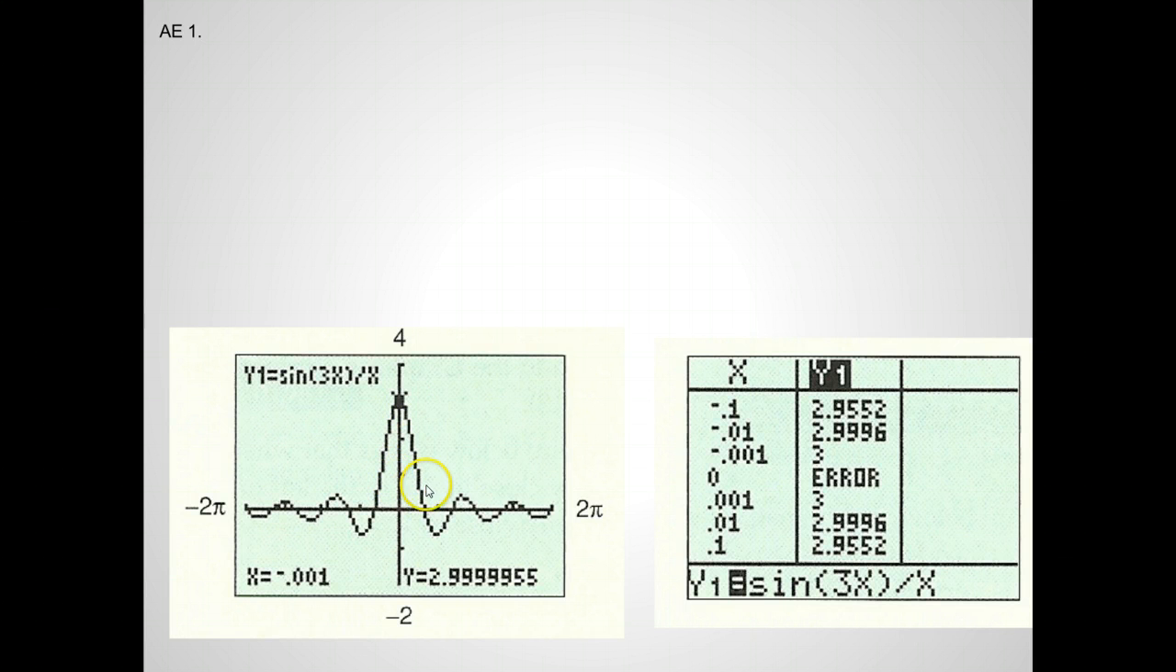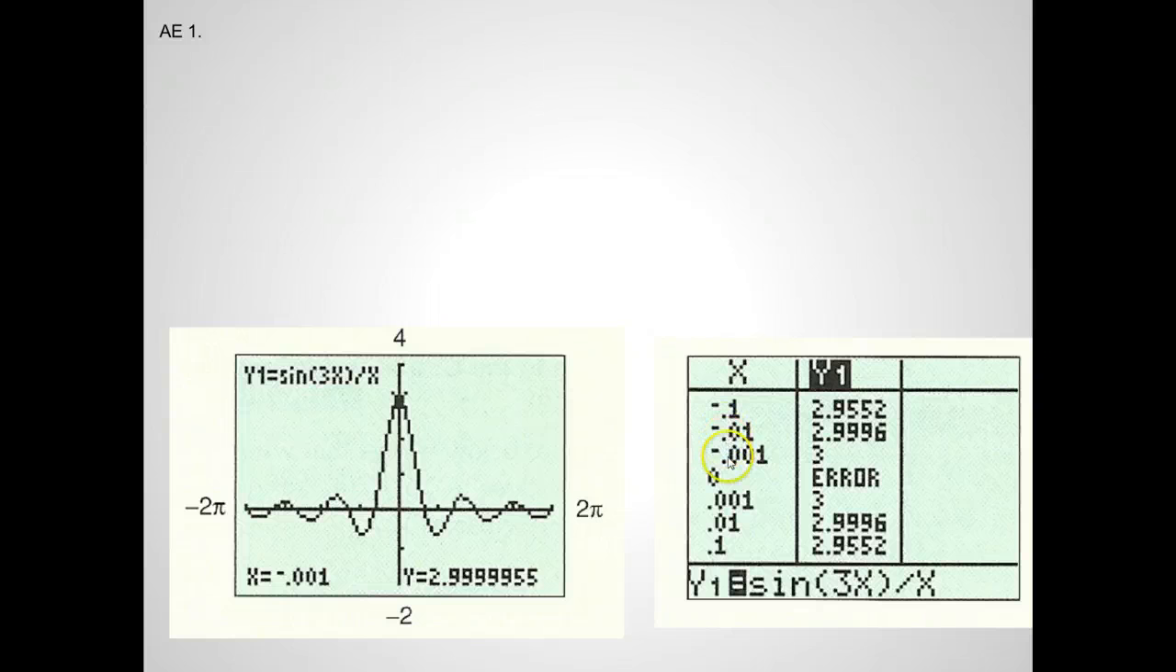So this is what the graph looks like, and it appears that as we get closer and closer to 0 from the right, we're getting closer and closer to what looks like 3. As we get closer and closer to 0 from the left on this curve, we're getting closer and closer to 3. Notice at 0, when we make a table of values, we get an error value at 0 because it makes the denominator equal 0, and sine of 0 divided by 0 is not defined, it's indeterminate.